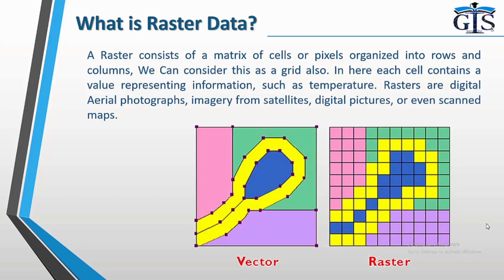In this picture, we can see the differences between vector data and raster data. So, in this picture, on the left side, we have vector data, and on the right side, this is raster data, which is the combination of cells or grids. This is a cell or pixel, and in the attribute table of this raster data, we have the pixel value.